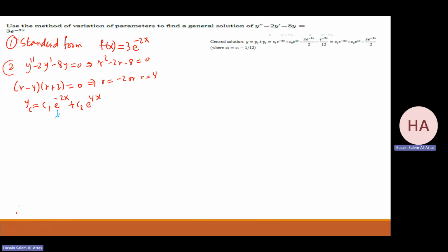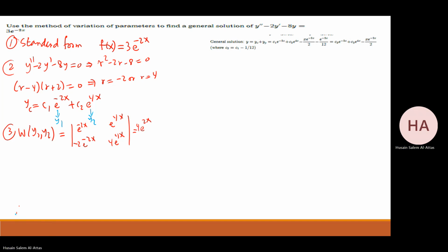This will be my Y1, and this will be my Y2. You can make it the other way. It's okay, it's up to you. Don't worry. Okay. Third step, find the Wronskian of Y1, Y2. That will be e to the minus 2x, minus 2e to the minus 2x, e to the 4x, 4e to the 4x. That gives me what? 4e to the 2x plus 2e to the 2x. That gives me 6e to the 2x.